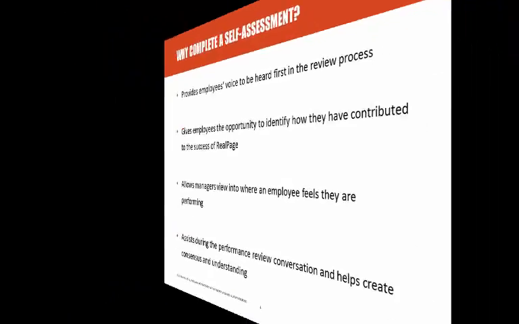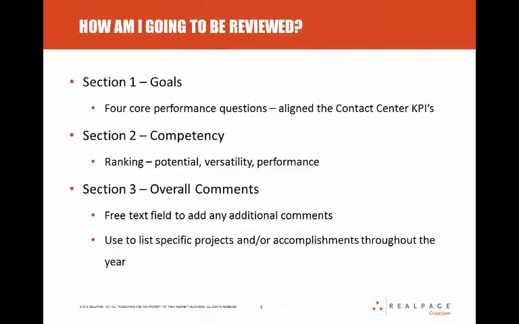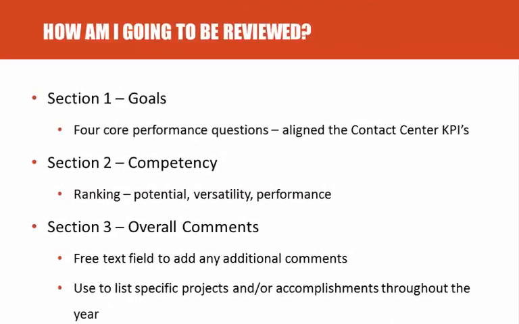So you may be asking, how am I going to be reviewed? The performance review form consists of 3 sections. The first section, Goals, are the 4 core performance questions that are aligned with the Contact Center KPIs. Section 2 are the competencies, which are the ranking of potential, versatility, and performance. And then lastly, Section 3 are the overall comments.